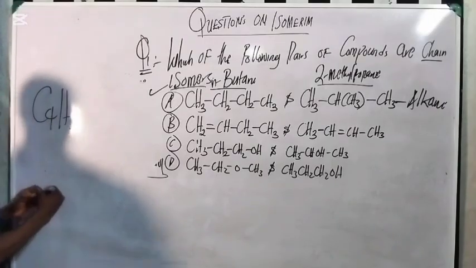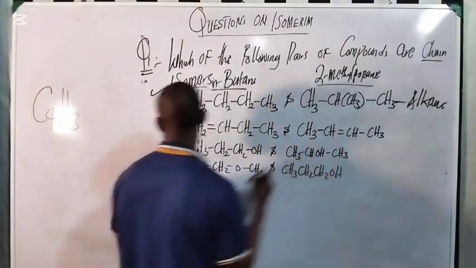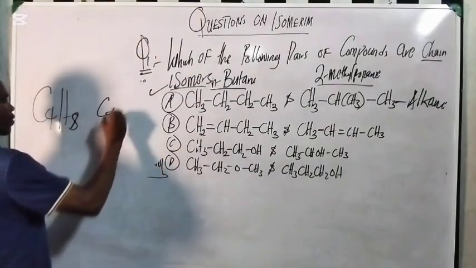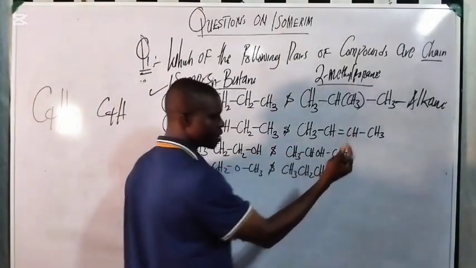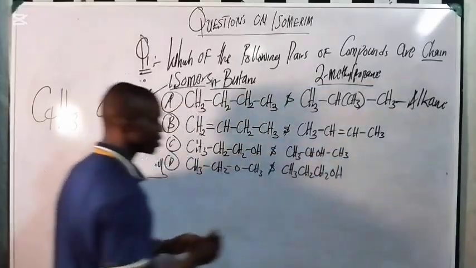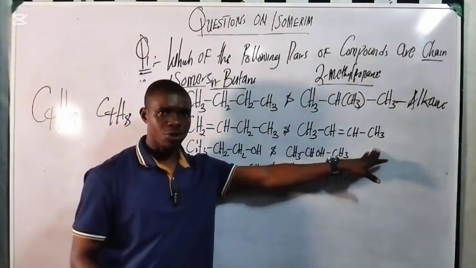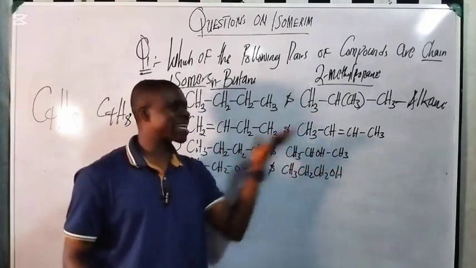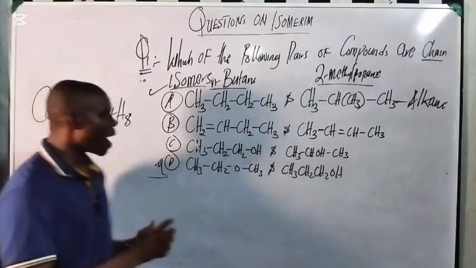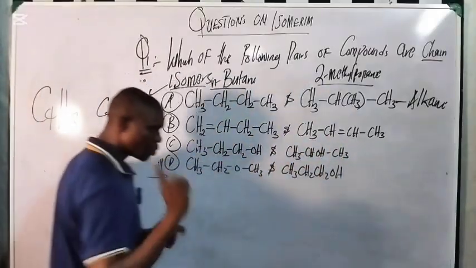C4H8, right? But here, how many do you have here? 1, 2, 3, 4. C4. How many hydrogen? It's still what? 3 plus 3, 6 plus 1 plus 1, which is 8. Now, they have the same molecular formula here. So it's not that they can be isomers of each other. Now, but if you look at it very well, straight chain, number 1.